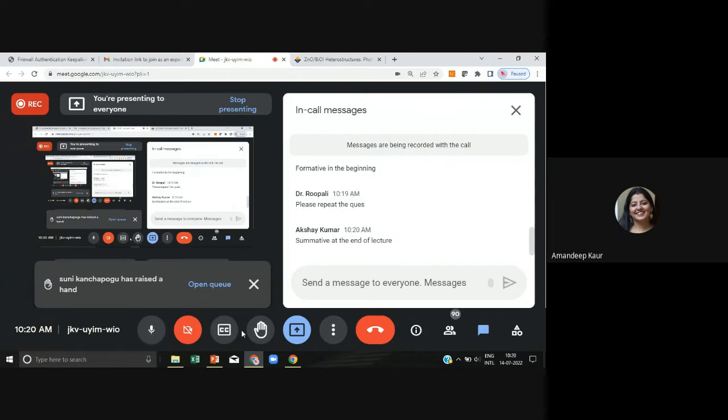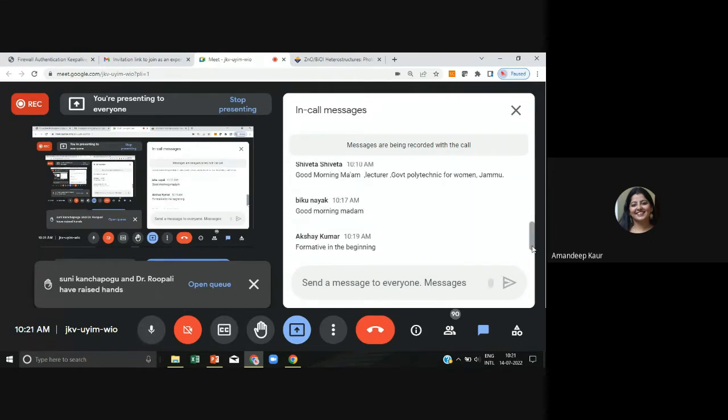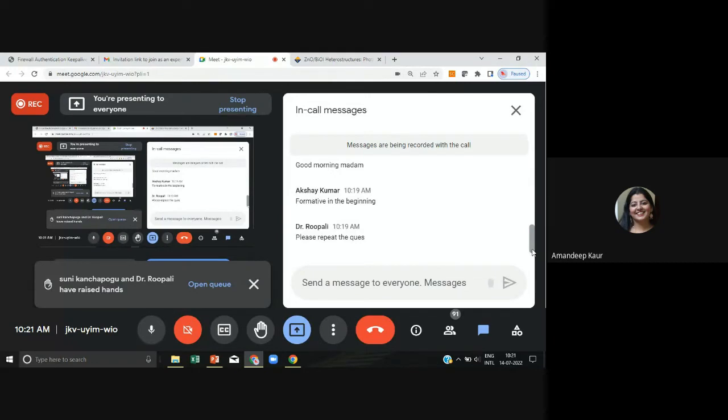So the question is, can you please differentiate between summative and formative assessment? Mr. Akshay Kumar sir said summative is at the end of the lecture. Thank you very much, sir, for the response. Any other member? Another response says formative assessment is in the beginning of the lecture and summative at the end. Any member from the group who can differentiate between summative and formative assessment?